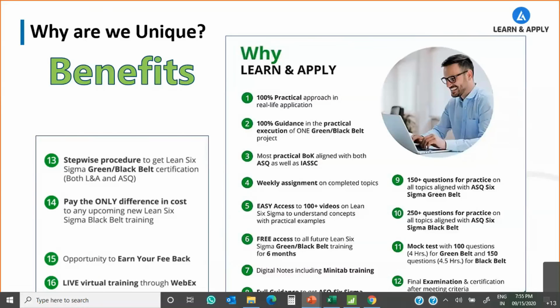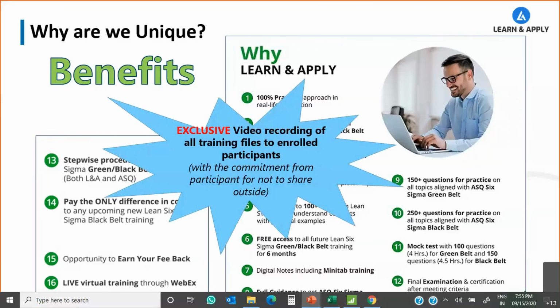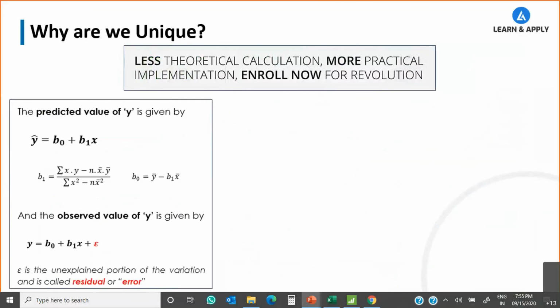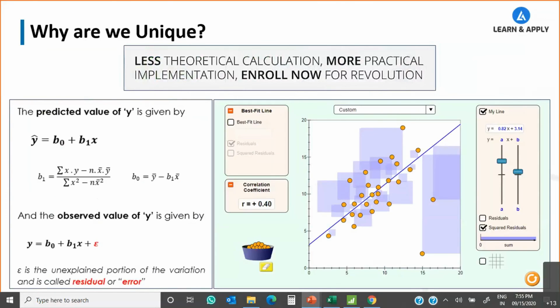So those are the various things we are providing. Then there will be the, this I have already explained. And we are using more practical applications, practical scenarios, so that you can understand. Like in regression, we have shown you a simple demonstration of what is meant by the best fit line. If you explain it theoretically, it will take too much time.